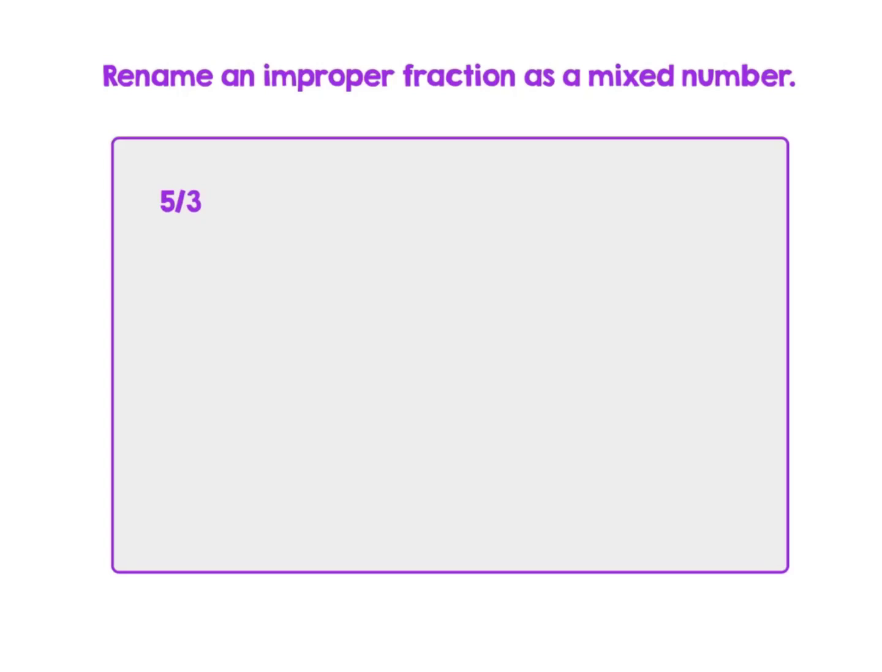All right, I'm going to rename my improper fraction as a mixed number. Another way to say that is that I'm going to convert my improper fraction to a mixed number. And I'm just going to write my improper fraction again so you can easily see my numerator on the top and my denominator in the bottom. When my numerator is greater than my denominator, I know I have an improper fraction and I want to convert it to a mixed number. I do that through long division.